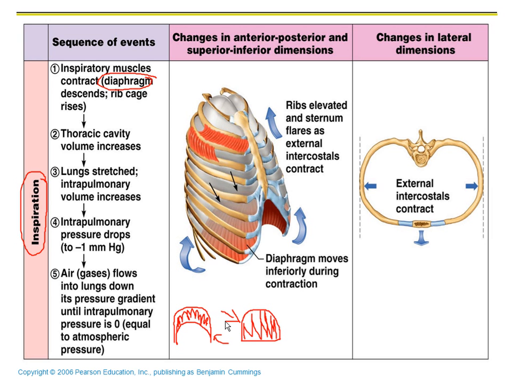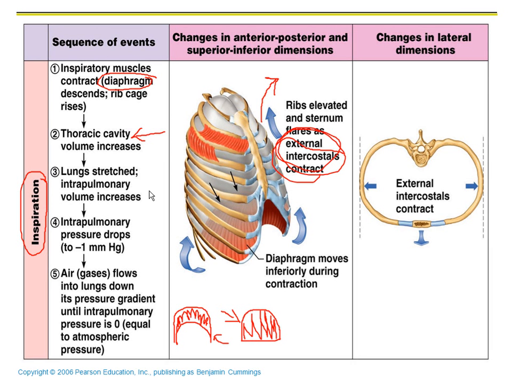The other thing we do when we breathe in is we contract external intercostal muscles here. So our external intercostals, when they contract, make our rib cage go up and out. So again, when we breathe in, we contract our diaphragm, we contract our external intercostals, and that results in an increase in the volume of your thoracic cavity. Your intrapulmonary and intrapleural cavities get bigger.